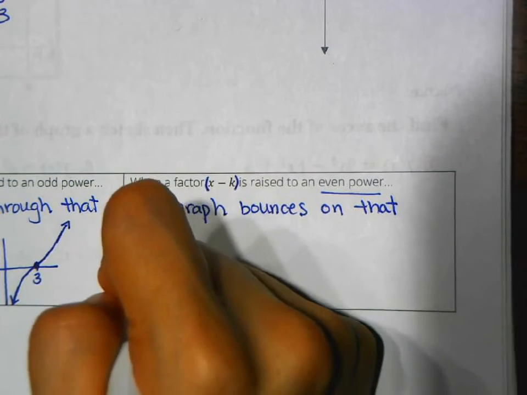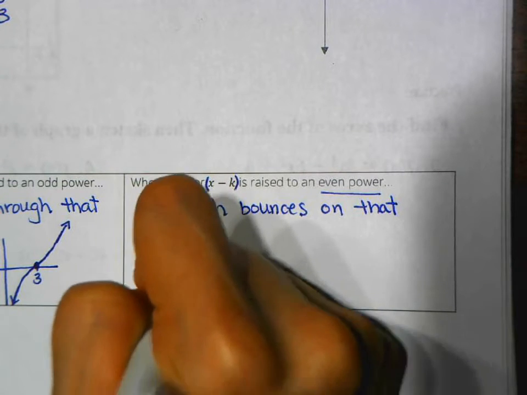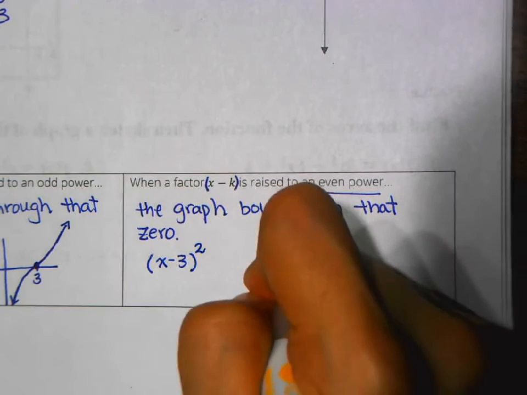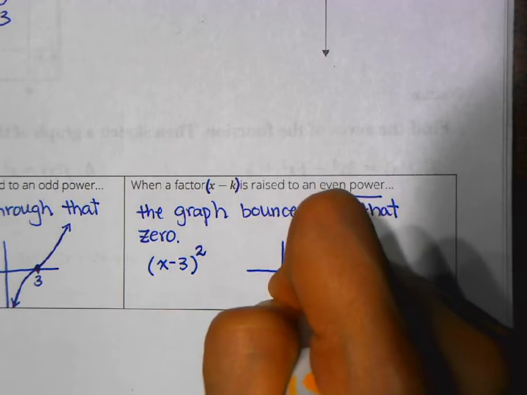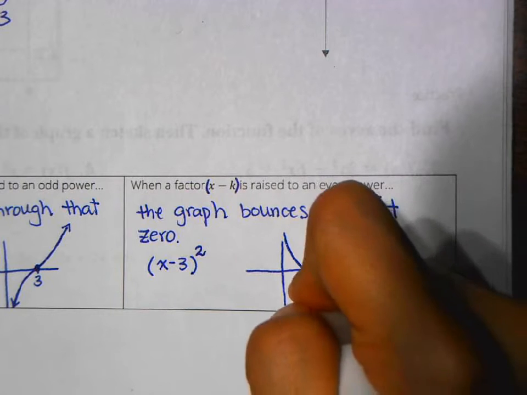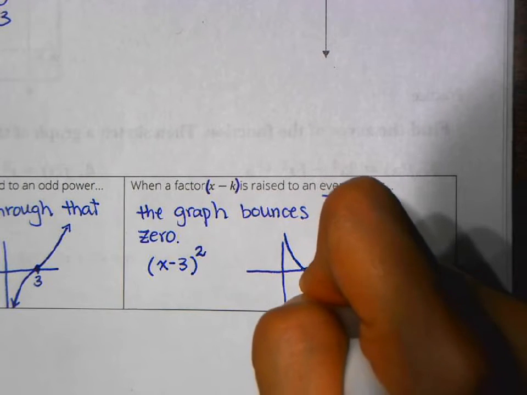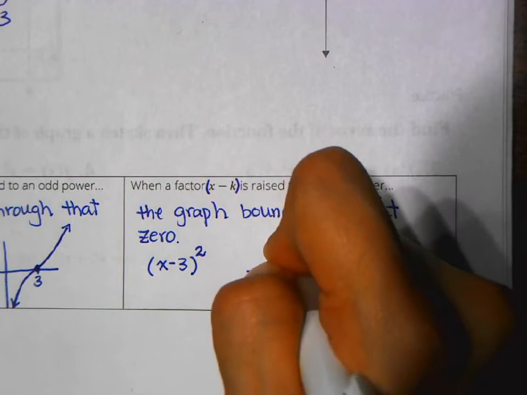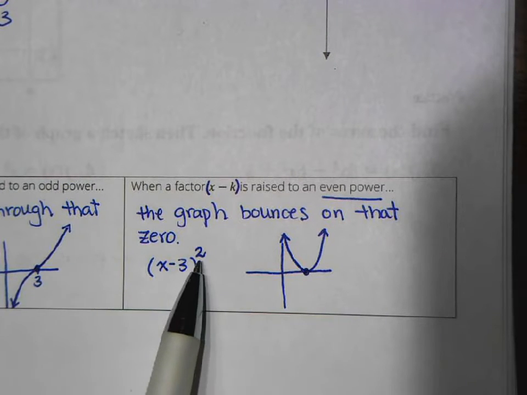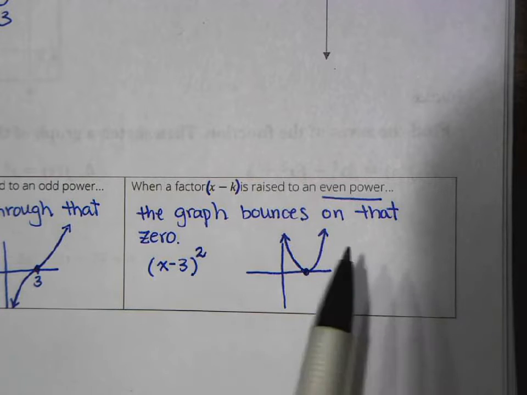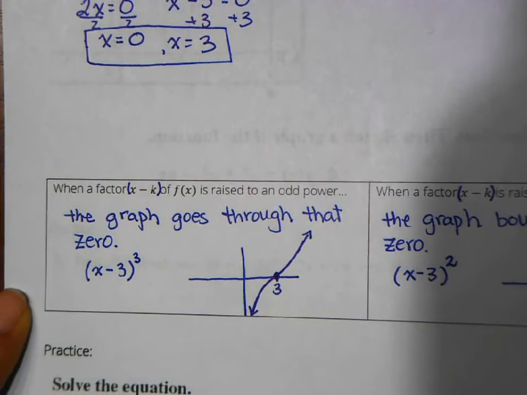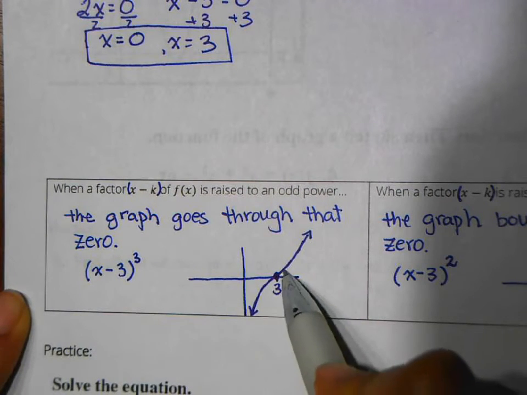What does that mean? For example, if I have x minus 3, but this time it's raised to the second power, that is an even power, what's going to happen is on that x equals 3, my graph is going to come down to that point, touch that point, not go through it, but actually bounce back up. So that's what it means when I say bounces off the point. So when the exponent is even, the graph bounces off of that 0. When the exponent is odd, the graph goes through that 0.